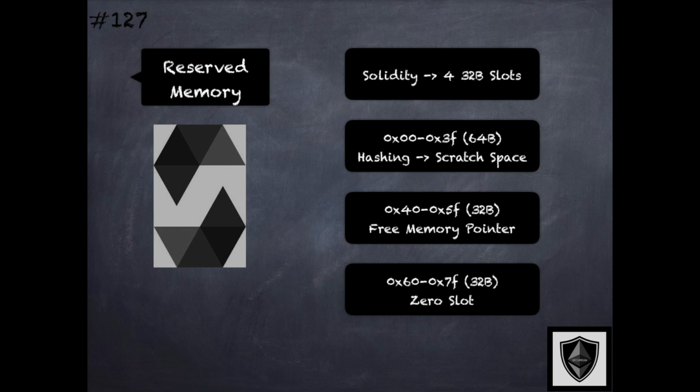The fourth such slot is referred to as a zero slot and is used by Solidity as an initial value for dynamic memory arrays. We'll talk about that shortly. And this again should never be written to. So these are the four reserved memory slots within the memory layout of Solidity.